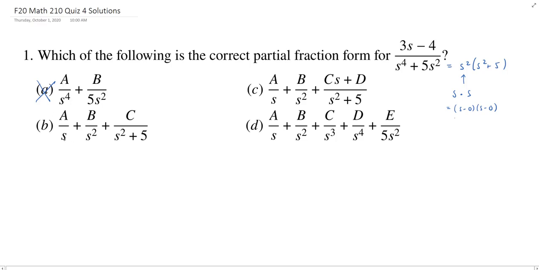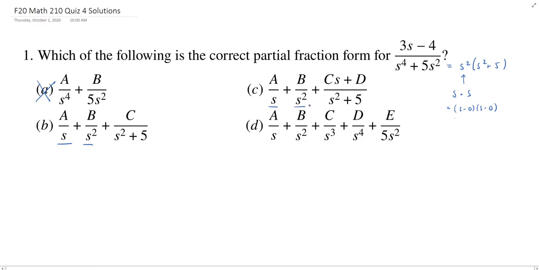Now B has the linear factor s and then a second copy of it. And that's good, because that's actually the rule you need. If you had s to the n, you're going to need n terms. You'll need an s squared, an s cubed, and so forth, all the way up to s to the n. So this works. All right, let's check C. Actually, C has the same thing going on. You have an s and an s squared.